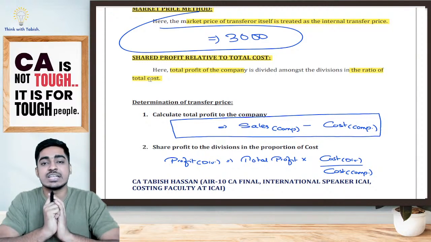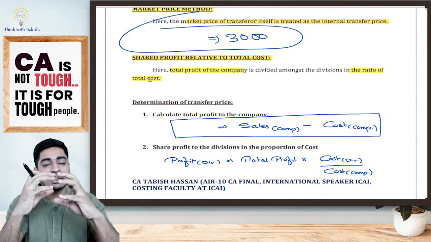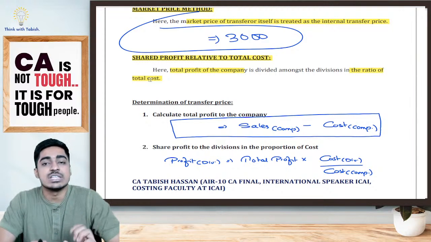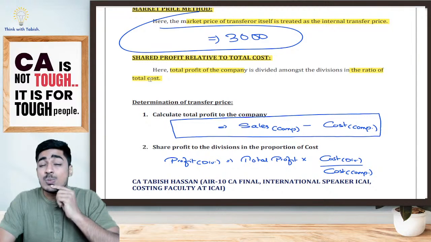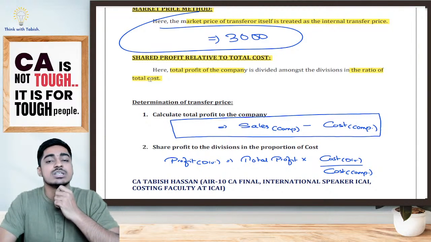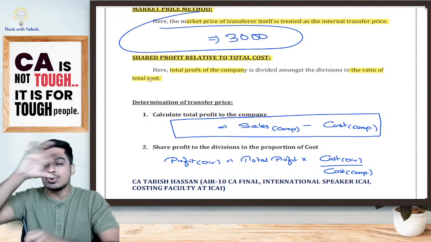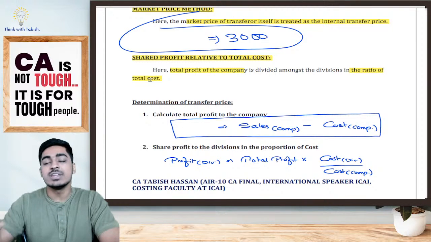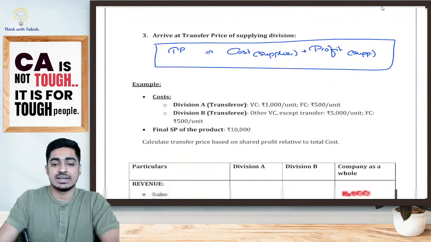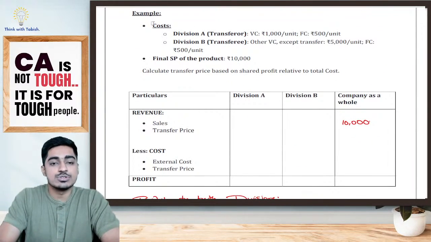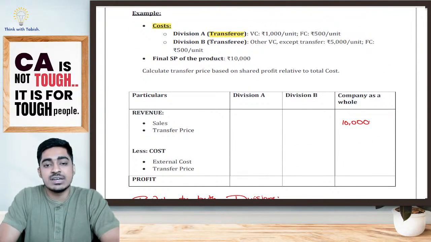Before we calculate the transfer price, we want to know what is the cost in the transfer division, what is the profit of the transfer division. Cost anyway is available in the records. We want to know how much profit to charge. We'll tell, let us calculate the total profit of the company. And whatever is the total profit, that will be distributed in the ratio of the cost. We'll understand it with the help of an example.